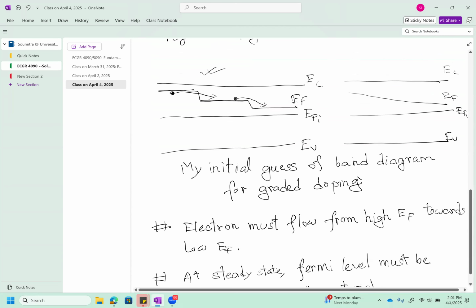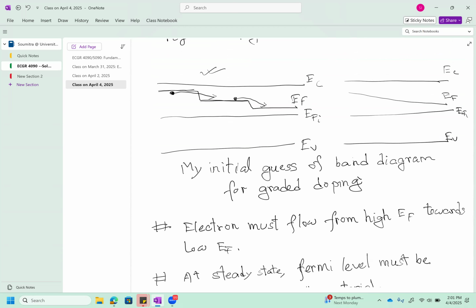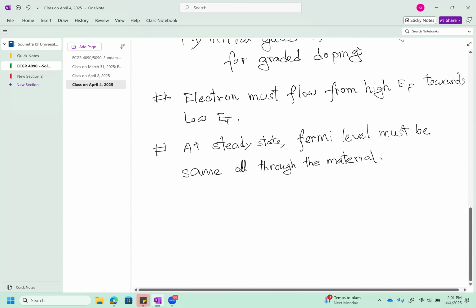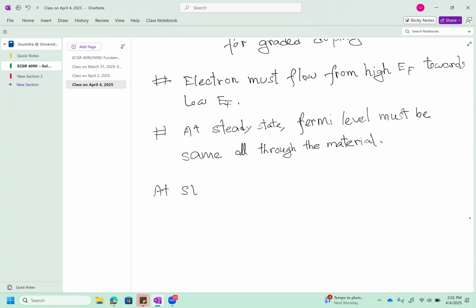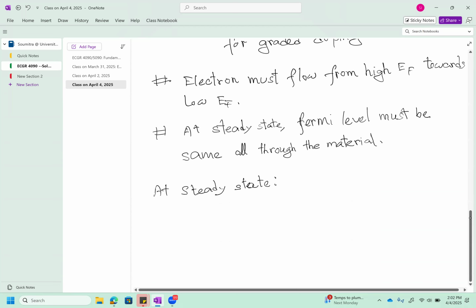so when you initially dope the material, for the first few split seconds, you may have some redistribution of carriers from one part of the material to another part, but then very quickly it comes to a stable state and there will be no more flow of electrons. So in that stable state, or steady state, the band diagram would look like this. I know from this rule that at steady state Fermi level must be the same.